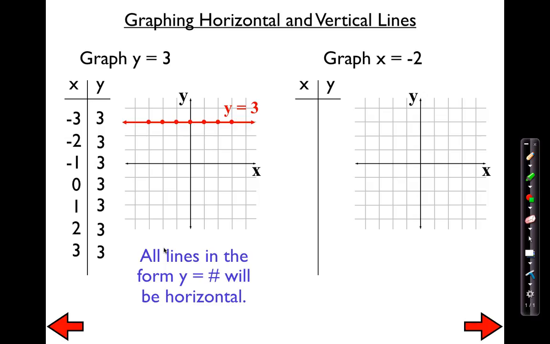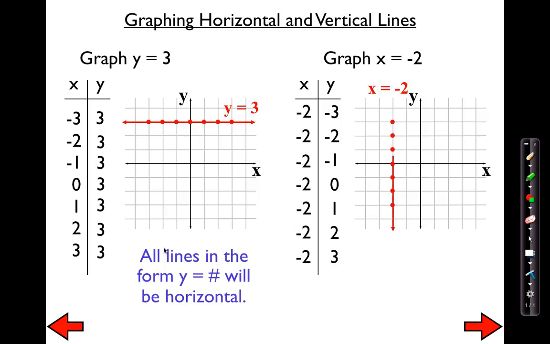So I'm going to go ahead and create a table where all the x's this time equal -2. And I'm just going to pick some values for y. In this case, I'm going to go from -3 to 3. Now that I have ordered pairs, I'm going to plot them on my graph and draw my line. So here, x equals -2. So you're going to notice all lines in the form of x equals a number will be vertical.